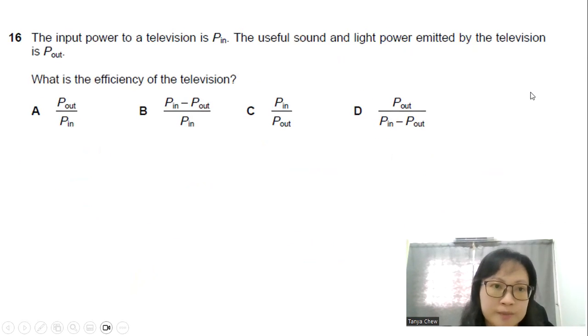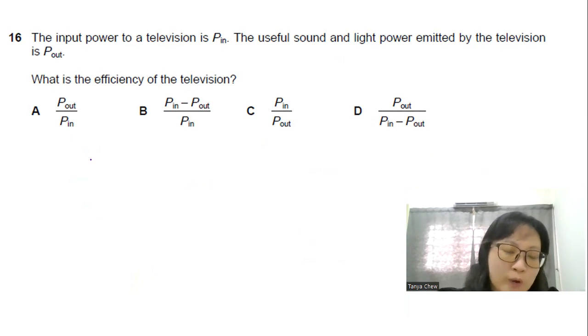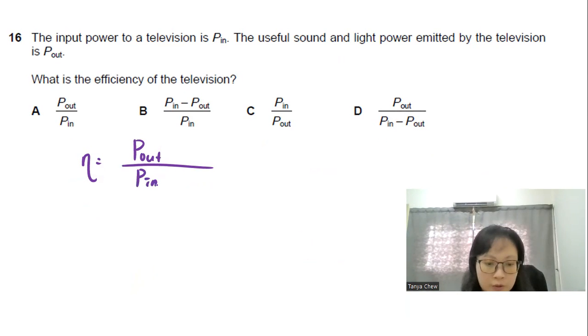Now, the next one, question number 16. The input power to a television is P in. The useful sound and light power emitted by the television is P out. What is the efficiency of the television? So I'm going to use the symbol of efficiency. This is called eta. It is actually the useful output power over input power. So the answer is as simple as that.